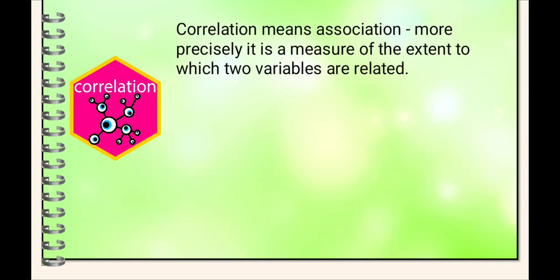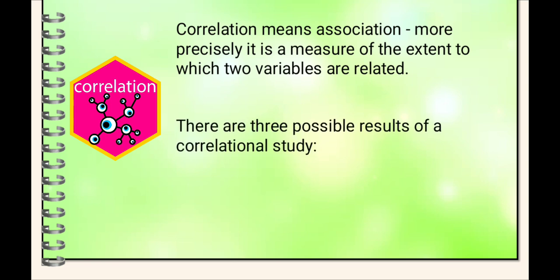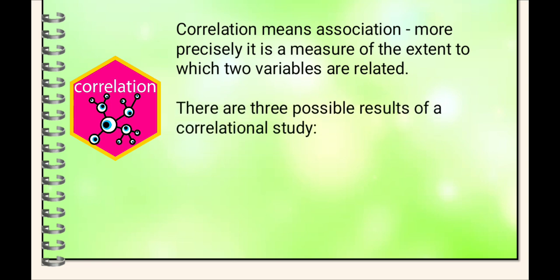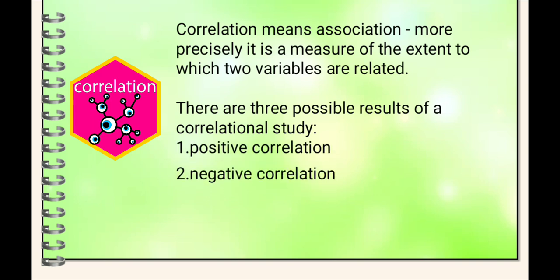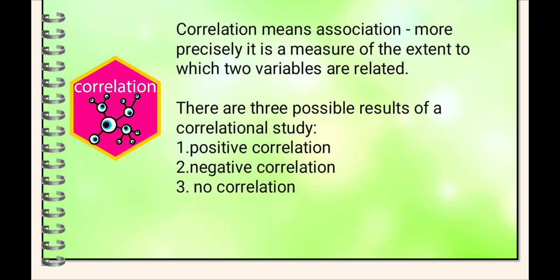So, what is correlation? Correlation means association. More precisely, it is a measure of the extent to which two variables are related. There are three possible results of a correlational study. First, positive correlation. Second, negative correlation. And last, no correlation.